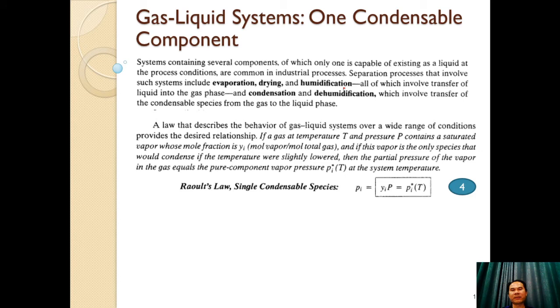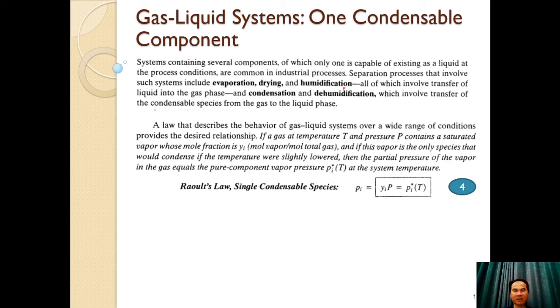The next topic is the gas-liquid system, for one condensable component. For this case, we have gas and liquid and only one component that can be condensed. This is more important in evaporation, drying, or humidification. In evaporation, you would like to concentrate, so you have to evaporate some solvent. When the solvent is evaporated out, the concentration is increased. Or in drying, you have to evaporate all of the liquid solvent out of the solid.